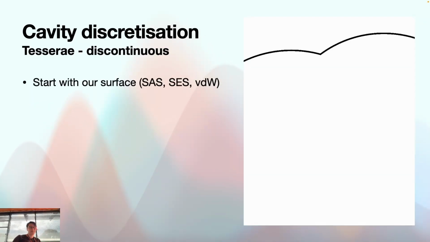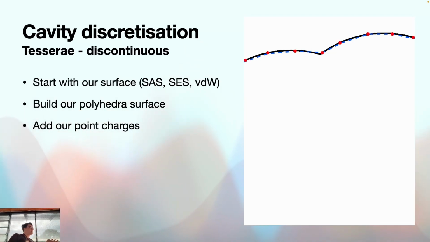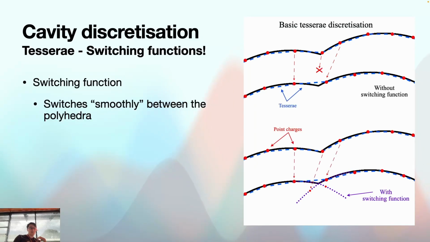And we can see that because when we start to build our cavity, we start with our surface, we put in the polyhedra on top of that, and we put in our point charges. But as we start to scale the geometry, we have two big issues that pop up. The first is that points disappear as they get consumed by the molecule itself. The other problem is that as these points approach, you end up getting Coulombic spikes. The second point can be fixed with Gaussian blurring of the charges, so that's not too bad. But the other point is a bit more tricky.